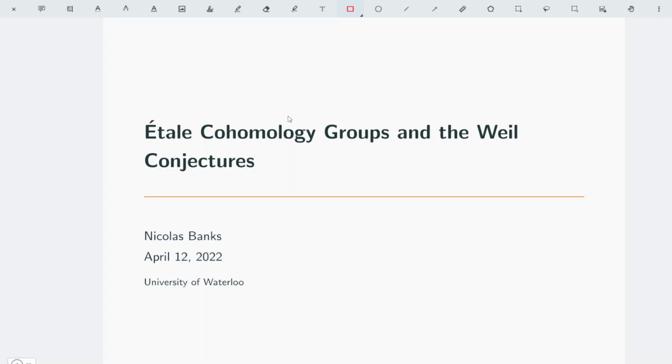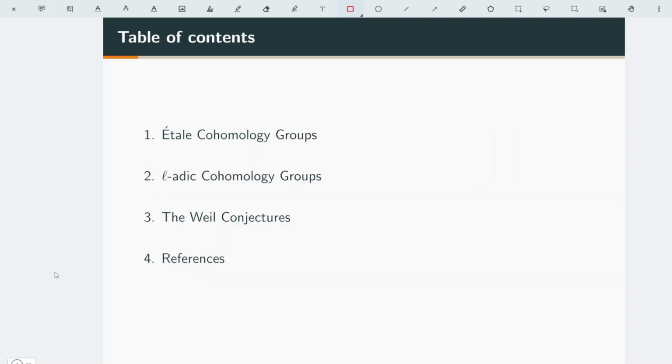So this is Nick Banks talking to you about Etale cohomology groups and the Weil conjectures today. So here's the outline of topics. First we'll discuss the motivation for the Etale cohomology groups and what the intention was for defining them and how you actually define them. We'll compute an example, talk about some properties. We'll talk about a variant on the Etale cohomology called the l-adic cohomology. And then we'll talk about how they were used to prove the Weil conjectures in the 60s and 70s.